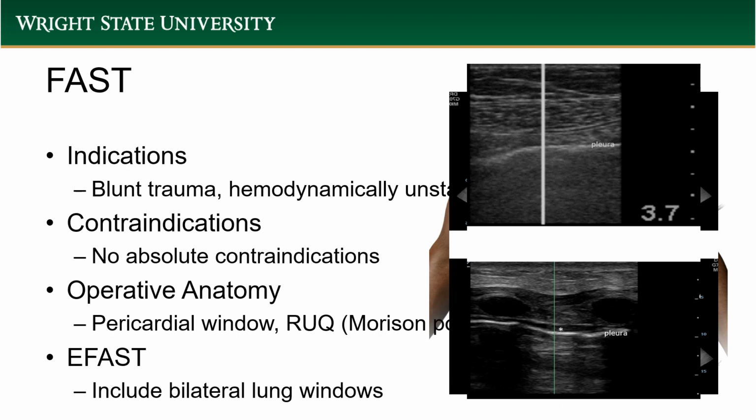And then finally, we have our bilateral hemithorax window for the EFAST. And what you're really looking for here is the ants on a log appearance, or the crawling of the pleural lining. If you don't see that crawling sign, then that is indication of pneumothorax.